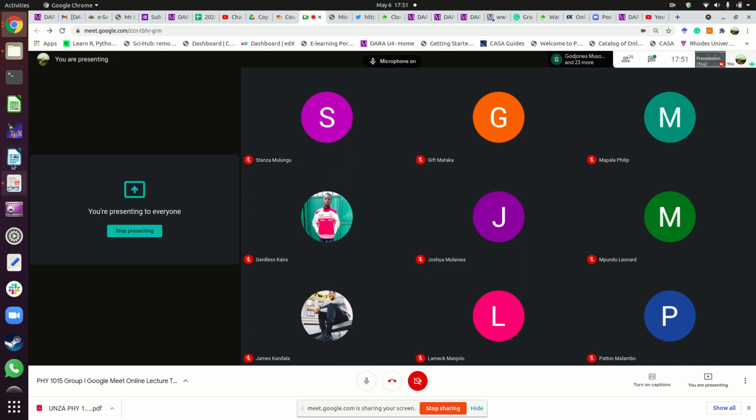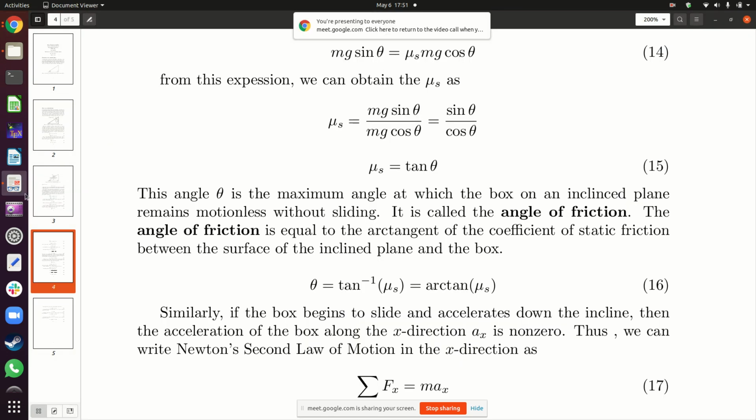Okay, so when the box is moving down the incline, the velocity is increasing. So it's just natural that you choose the direction in which the velocity is increasing to be positive, because when the velocity is increasing, it means that the acceleration is positive. Are we clear?